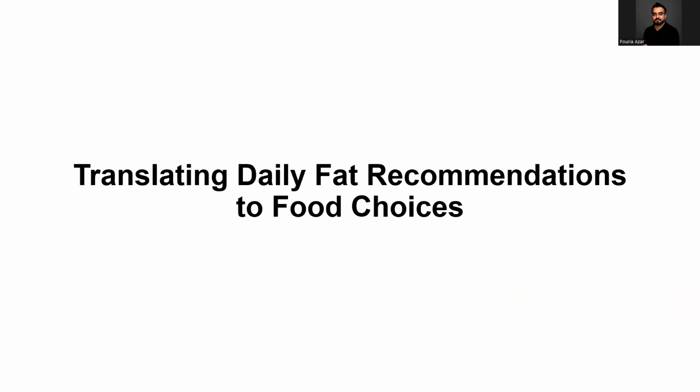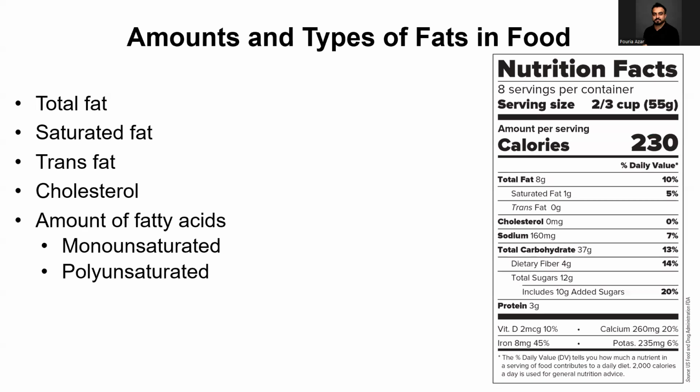So we know the general guideline and the rule of thumb of fat recommendation for athletes. We need to translate that knowledge into food choices. We discussed the nutrition facts label. The nutrition facts label has different sections. I don't want to go into the detail about this because we already discussed it in previous chapters.